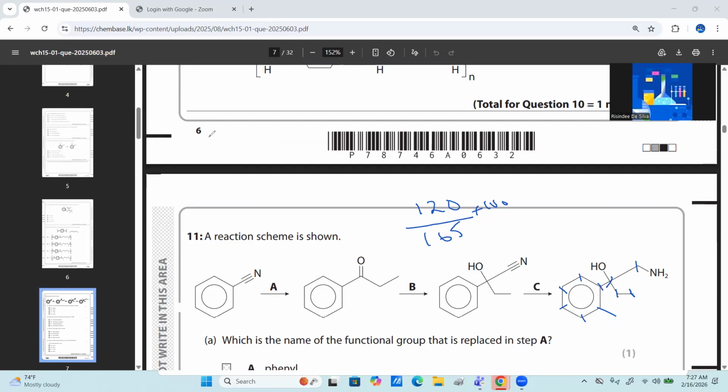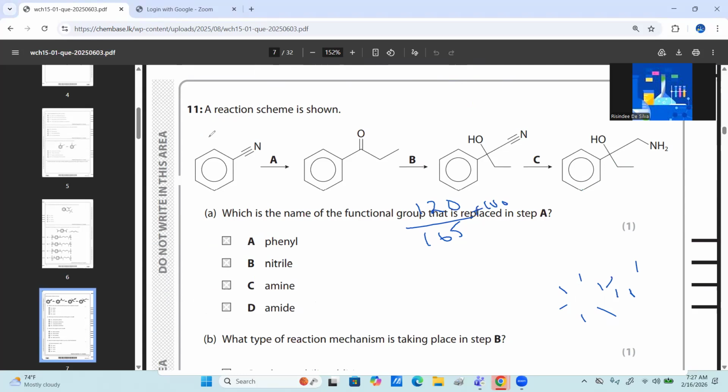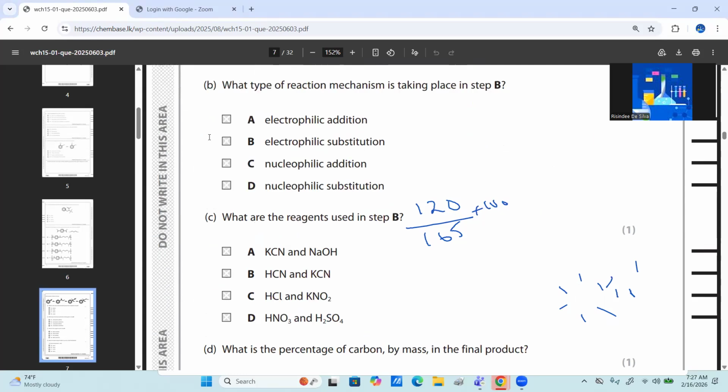Okay, there's another question I missed. What are the reagents used in step B? So that is the nucleophilic addition of nitrile. So it should be HCN and KCN. In the mechanism, children, remember that first cyanide is coming in. The regenerated cyanide is coming from HCN.